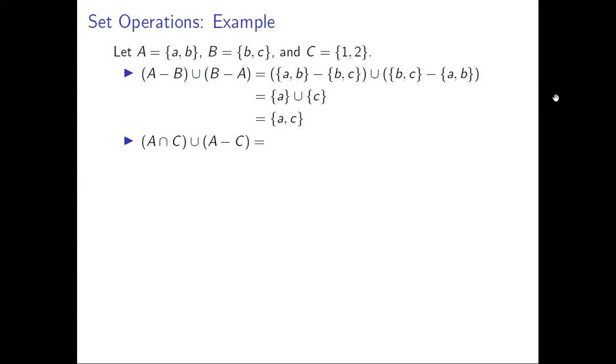Another example, again with the same sets A, B, and C. Again, we do what's in the parentheses first. Here we have the empty set because the intersection of the set {a, b} and the set {1, 2}, they have nothing in common. So the result of that operation is the empty set, and we want the empty set union the set {a, b}, and the result is the set {a, b}. The empty set in this case doesn't contribute anything because it has no elements.